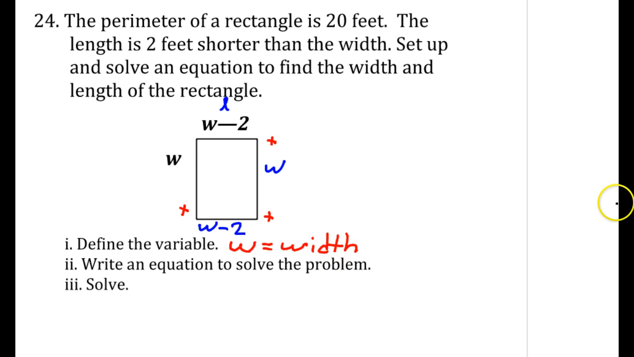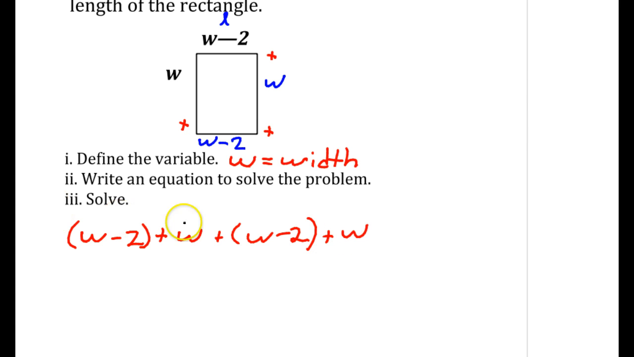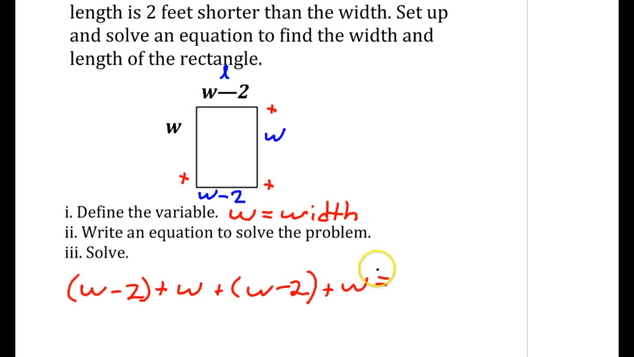Okay. Write an equation, say it out loud, so write it out. So we have W minus 2, the top side, the right side, bottom side, and the left side. Should have 4 of them because there's 4 sides on the rectangle, right? And we know that this is going to add up to what? 20, okay?